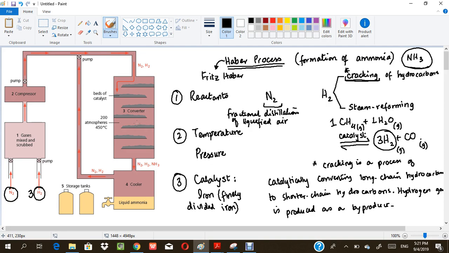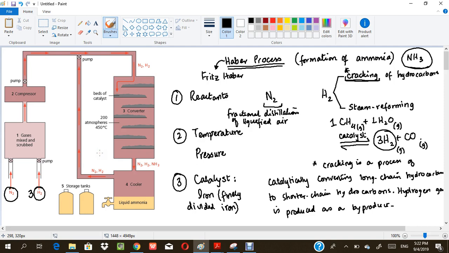If the catalyst is poisoned, it means that it would become chemically changed and it won't be able to function as a catalyst effectively anymore. Right? So for this reason, the gases are mixed and scrubbed. And scrubbing is cleaning, which involves removing dust particles or any other impure gases. Right. After the cleaning process is done, the gases are compressed.